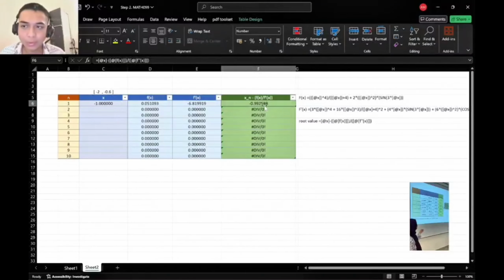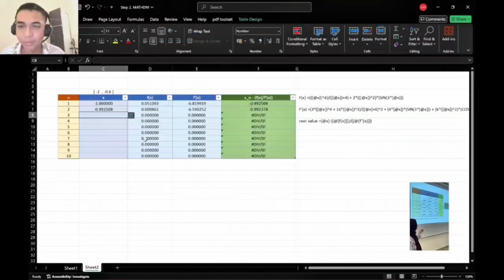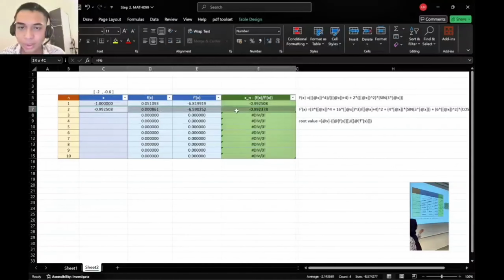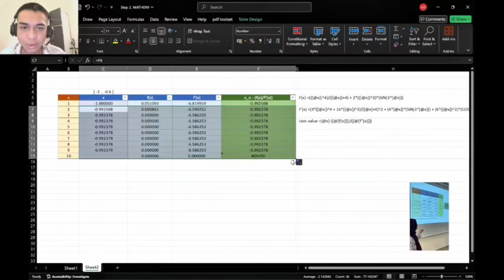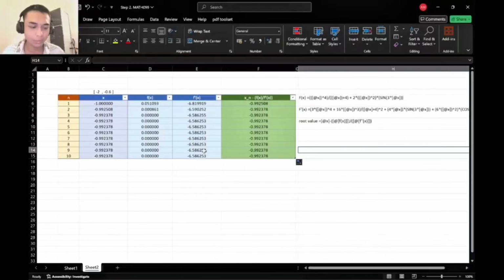This is the root value of the first interval, and then in this second row press equals and select this row, and you will get the value of the second row. And then we select these and pull it downwards, and as you can see, starting from the third row, the value of the root from the nonlinear equation stays constant. There you go. Thank you very much.